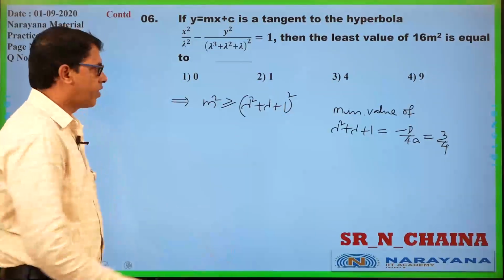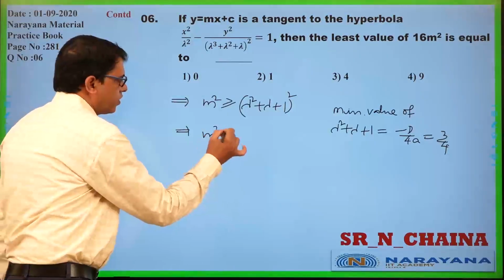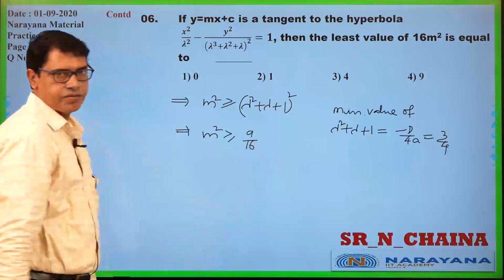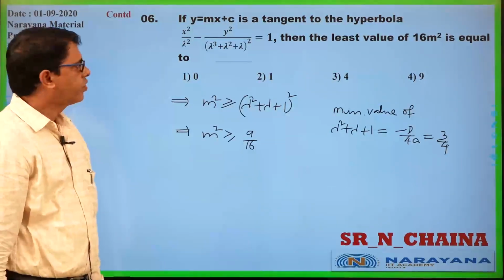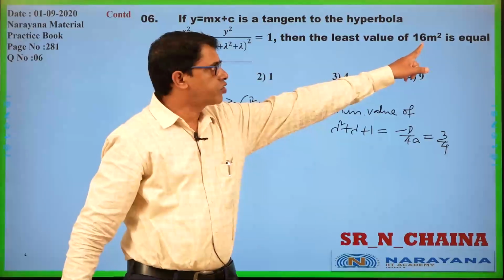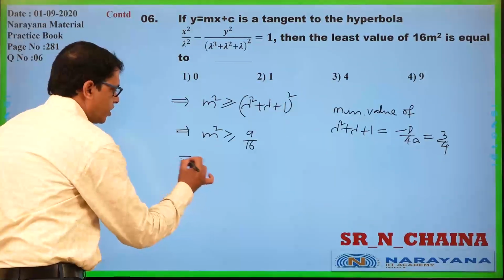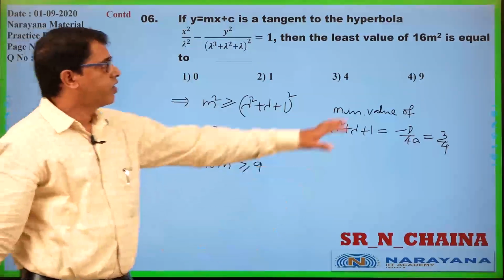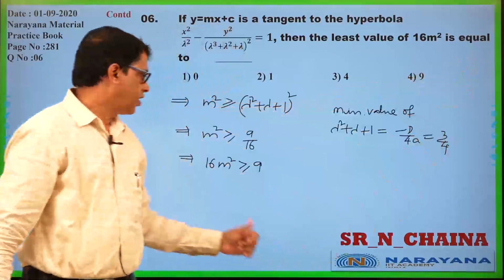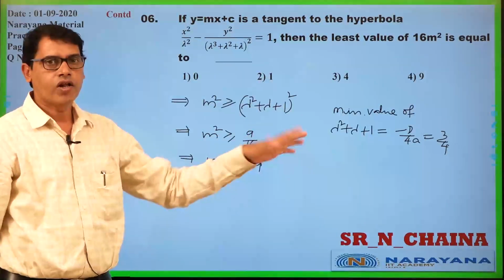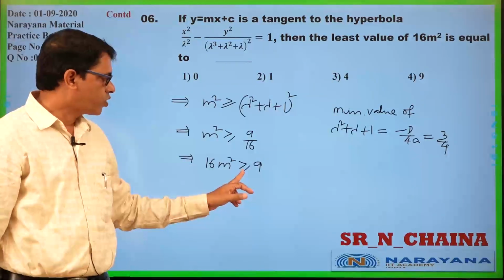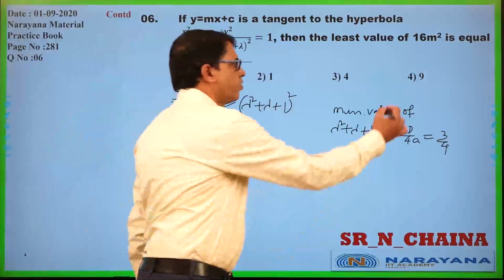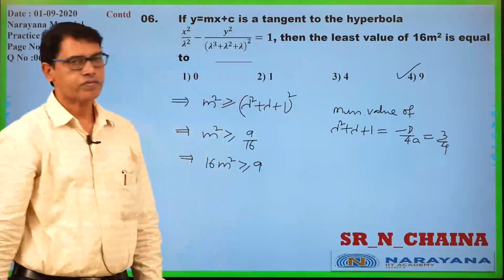Apply here. That implies m square is greater than or equal to 3 by 4 whole square, so 9 by 16. Okay? 9 by 16. What is the required value? So 16 m square. From this one, 16 m square is greater than or equal to 9. So here equals to, it is equals to 9, either greater than or equal to. So here we are taking the possibility of equality. Therefore 16 m square is equals to 9, means the fourth option. Okay.